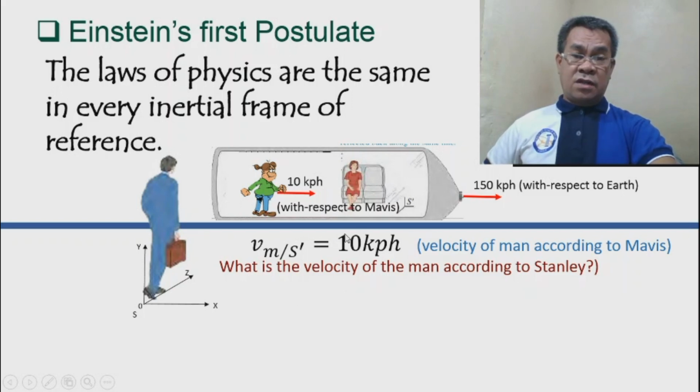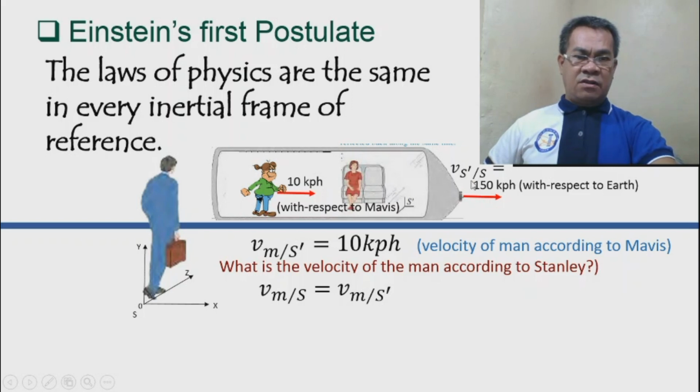According to Stanley, the velocity of the man, M, with respect to S, is equal to the velocity of the man with respect to S prime, which happens to be 10 kilometers per hour, but it should be added by what? It should be added by the velocity of the moving frame, S prime, with respect to S. And this is 150 kilometers per hour with respect to Earth.